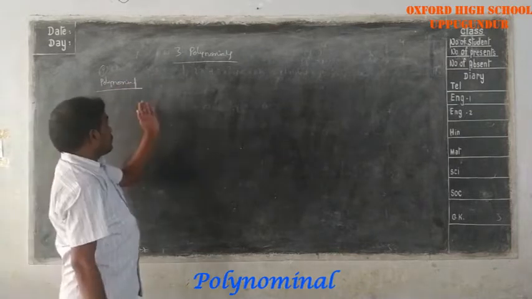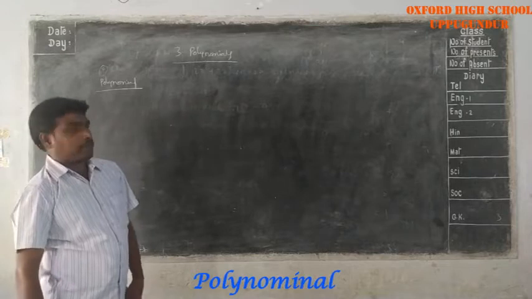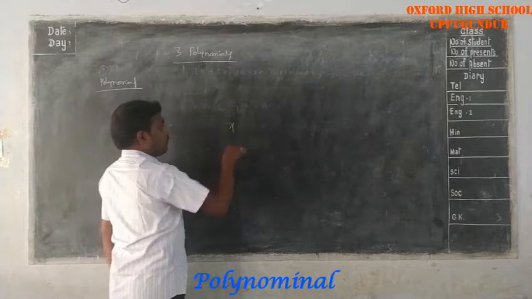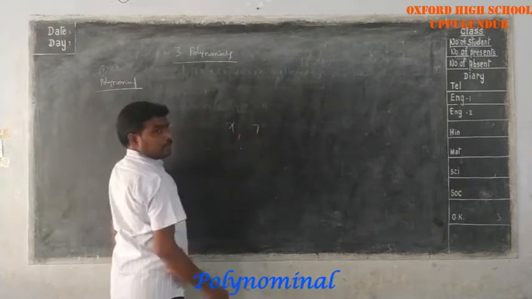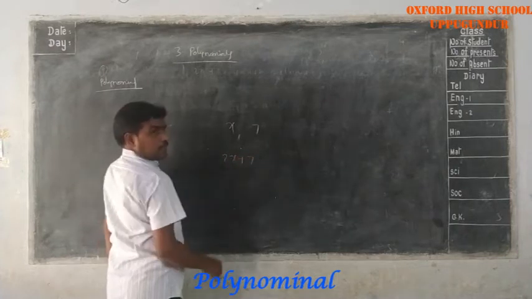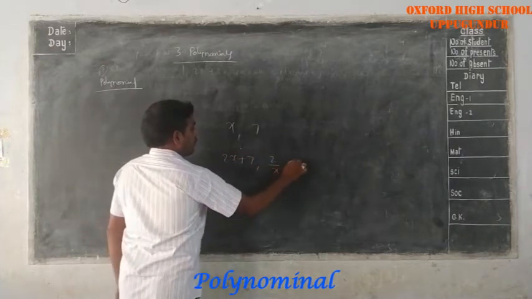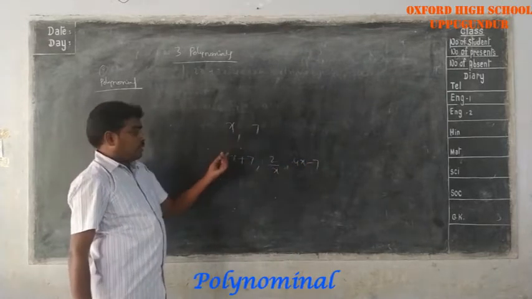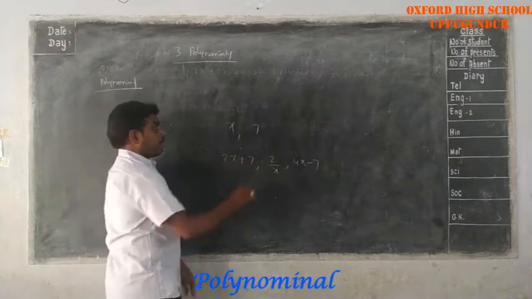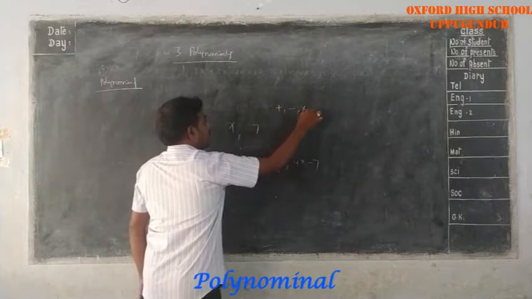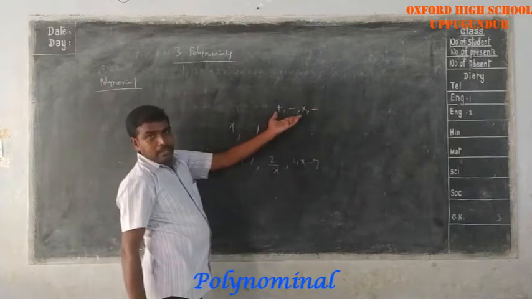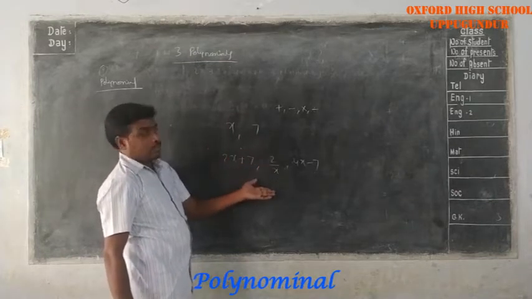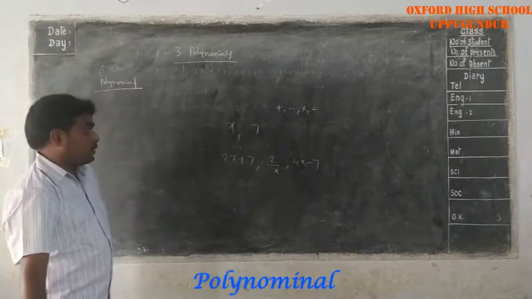Before discussing polynomial, you have to know what is an algebraic expression. Algebraic expression means only variables, or only constants, or both variables and constants connected by the four fundamental operations: plus, minus, multiplication, division. If variables and constants are connected by four fundamental operations, we call that an algebraic expression.